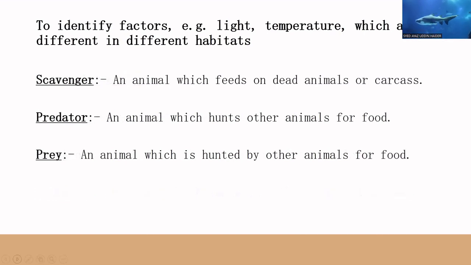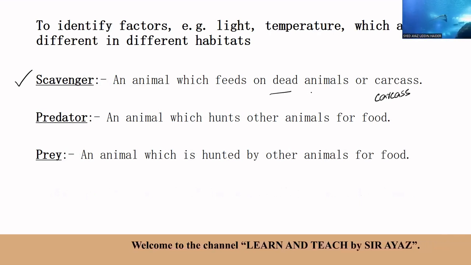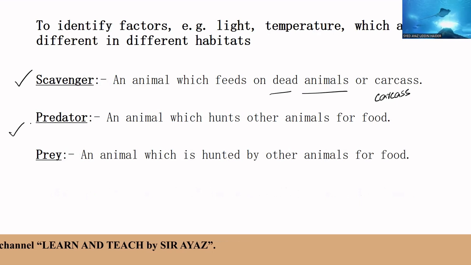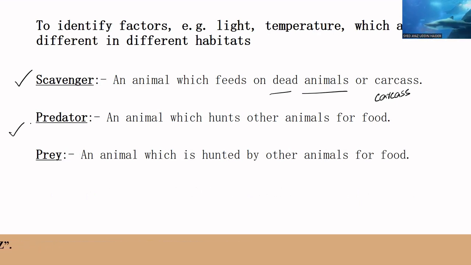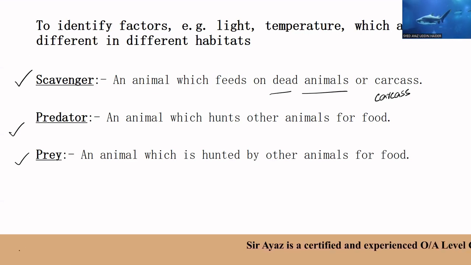Scavenger. A scavenger is an animal which feeds on dead animals or carcass. Carcass means dead animals. Predator is an animal which hunts other animals for food. Prey is an animal which is hunted by other animals for food.